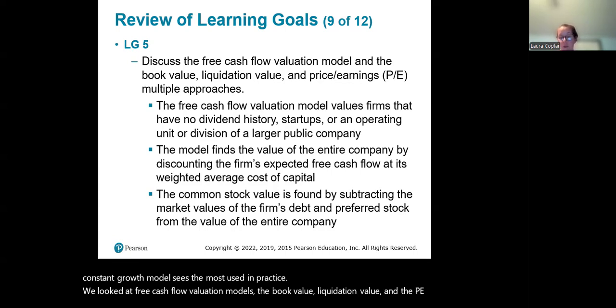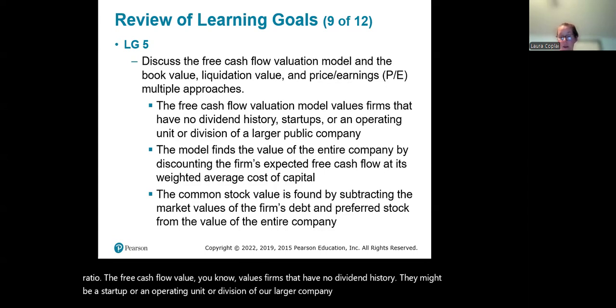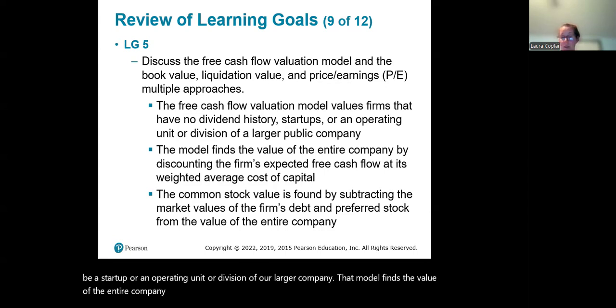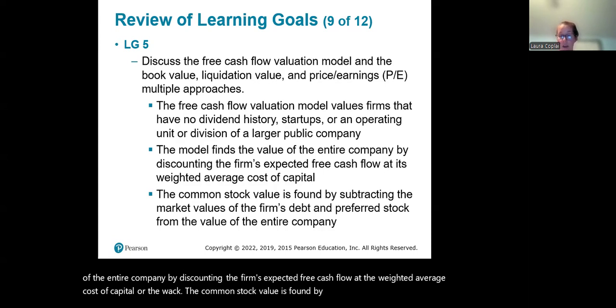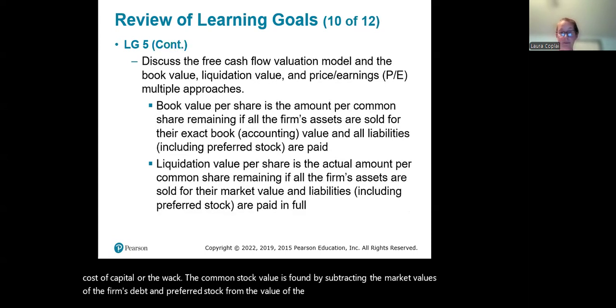We looked at free cash flow valuation models, the book value, liquidation value, and the PE ratio. The free cash flow model values firms that have no dividend history. They might be a startup or an operating unit or division of a larger company. That model finds the value of the entire company by discounting the firm's expected free cash flow at the weighted average cost of capital, or the WACC. The common stock value is found by subtracting the market values of the firm's debt and preferred stock from the value of the entire company.